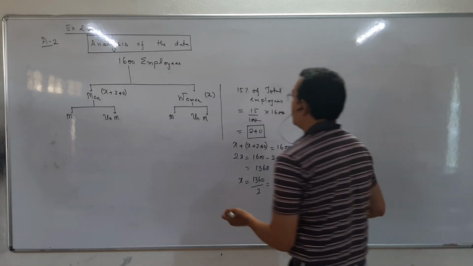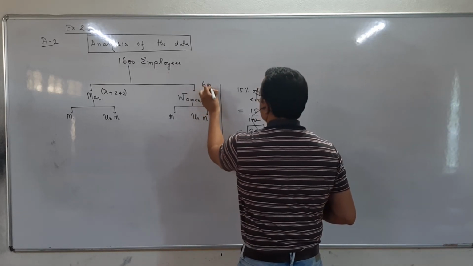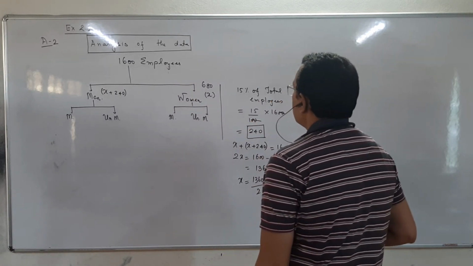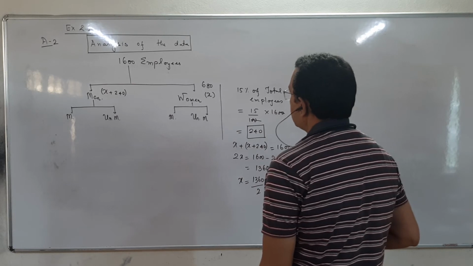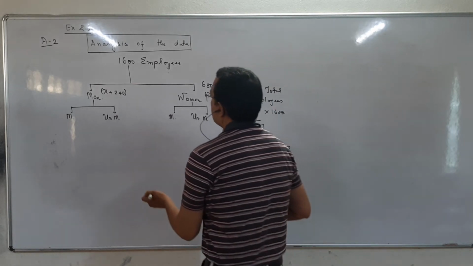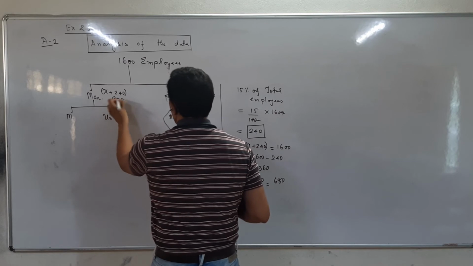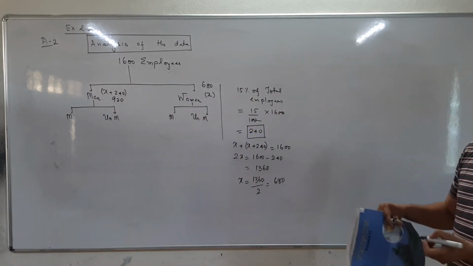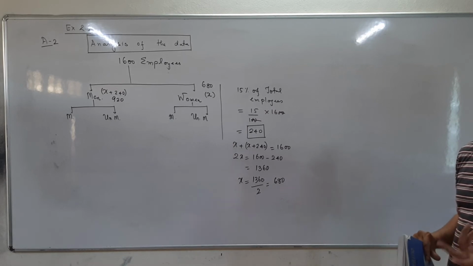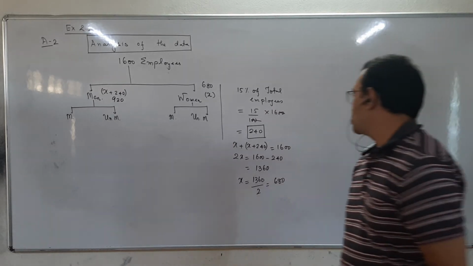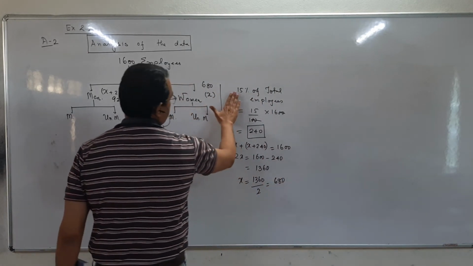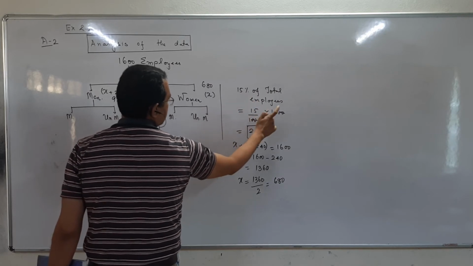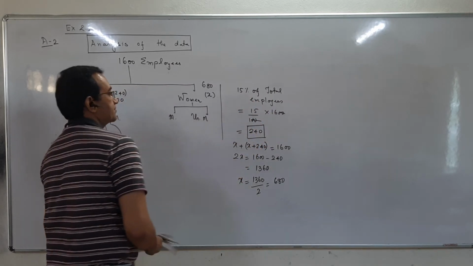So number of men are 680 plus 240. 680 plus 200 is 880, plus 40 is 920. So number of men are 920, number of women are 680. We got this based on your general knowledge. You should know how to find percentage. 15% of total employees is 15 upon 100 into 1600 and that is 240.